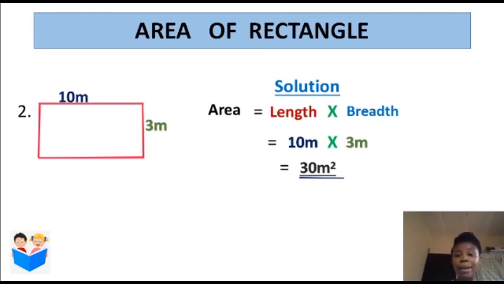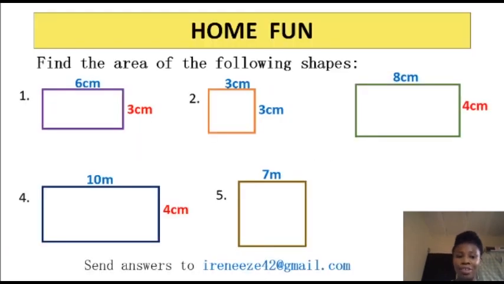So the next slide is our home fun. Find the area of the following shapes. Now you can see we have both rectangles and squares. So all we need to do is to calculate the area of all the given shapes and send our answers to the email address you can see on your screen. The due date of this homework is Wednesday. So you have all the time from now to Wednesday to solve.